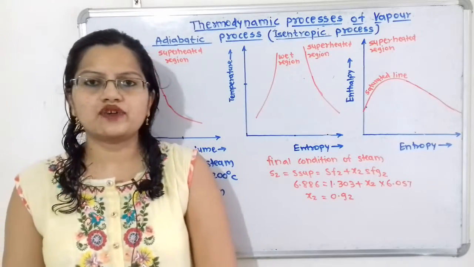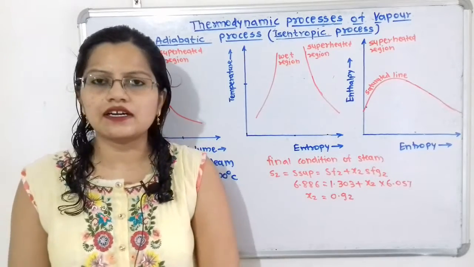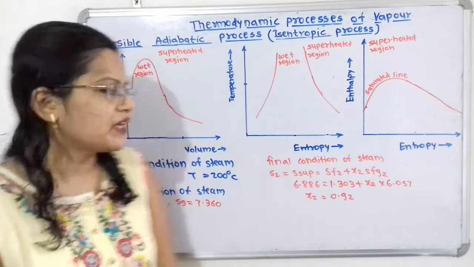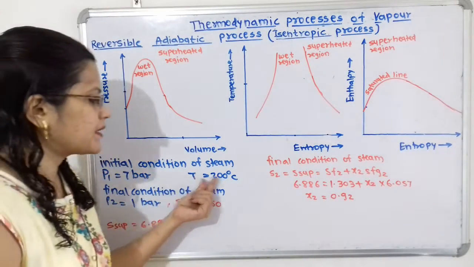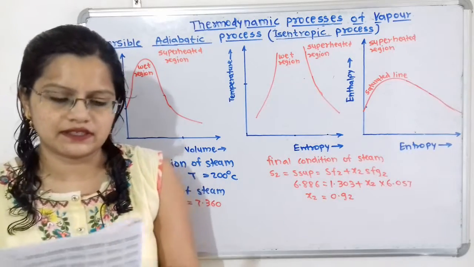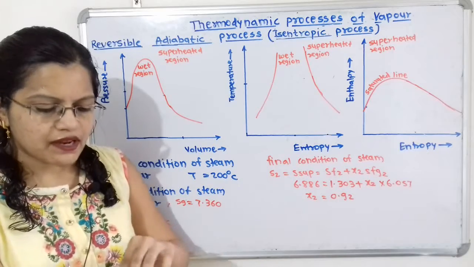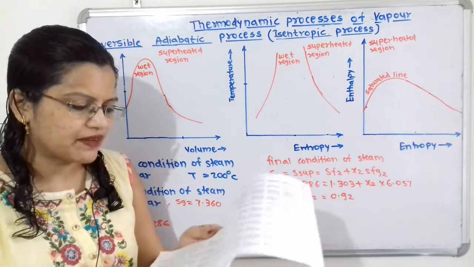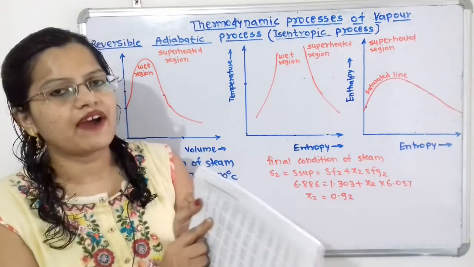This is the isentropic process. Let us first understand the initial condition and final condition of steam with the help of steam table. Now initial condition, pressure is given 7 bar and temperature is given 200 degrees Celsius. Now if we refer here the pressure table, then we will compare here the temperature, that is at the pressure of 7 bar what is the saturation temperature. It is 165 degrees Celsius.